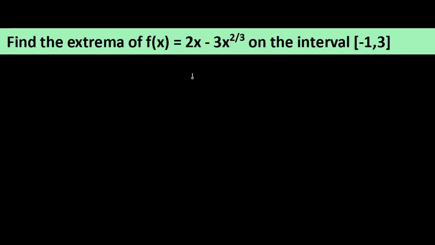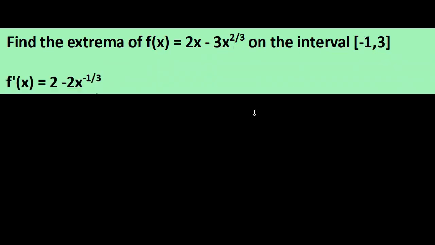So let's examine the function f of x equals 2x minus 3x to the 2/3 power over the interval -1 to 3. So don't forget to evaluate the endpoints as well. So we take the derivative, f prime of x, and that's going to be 2 minus 2x to the minus 1/3 power, using the power rule.